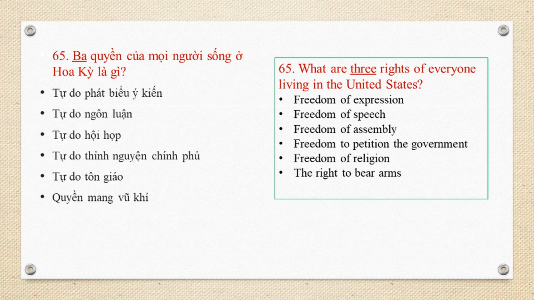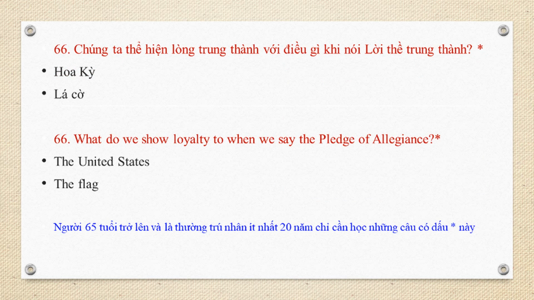65. What are 3 rights of everyone living in the United States? Freedom of expression. Freedom of speech. Freedom of assembly. Freedom to petition the government. Freedom of religion. The right to bear arms. 66. What do we show loyalty to when we say the Pledge of Allegiance? The United States. The flag.